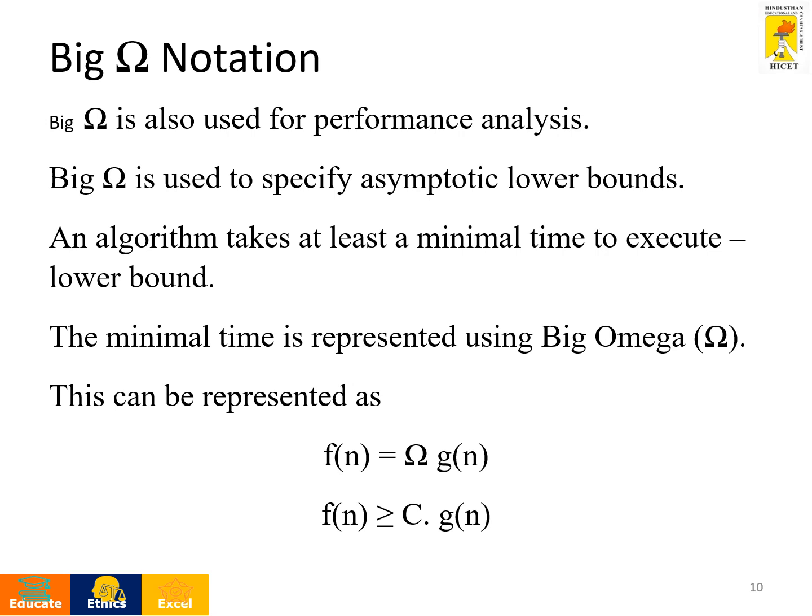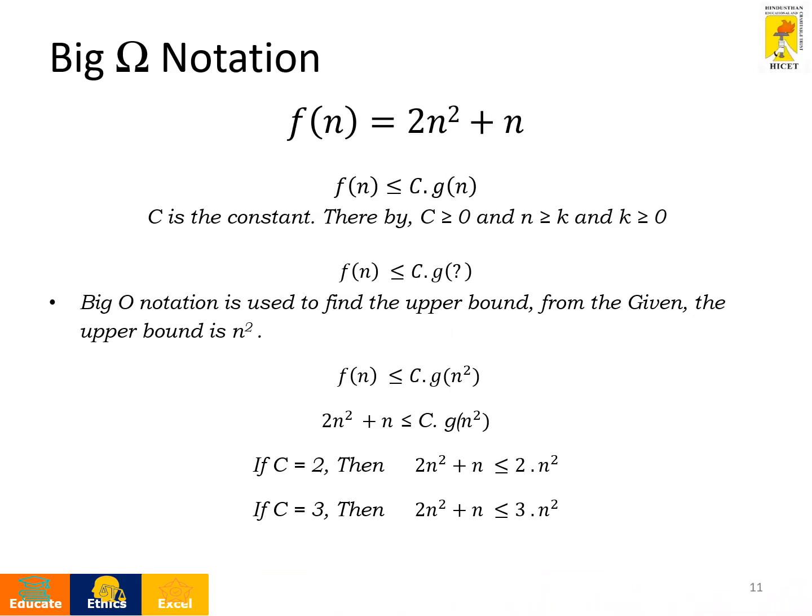This can be represented as f of n is equal to omega of g of n. That is, f of n greater than or equal to c into g of n. In big O notation, c into g of n is greater than f of n, whereas in big omega notation, c into g of n is lesser than f of n. If f of n is equal to 2n squared plus n, then the value of constant c should be lesser than 2, and the value of constant should be the greatest lower bound.